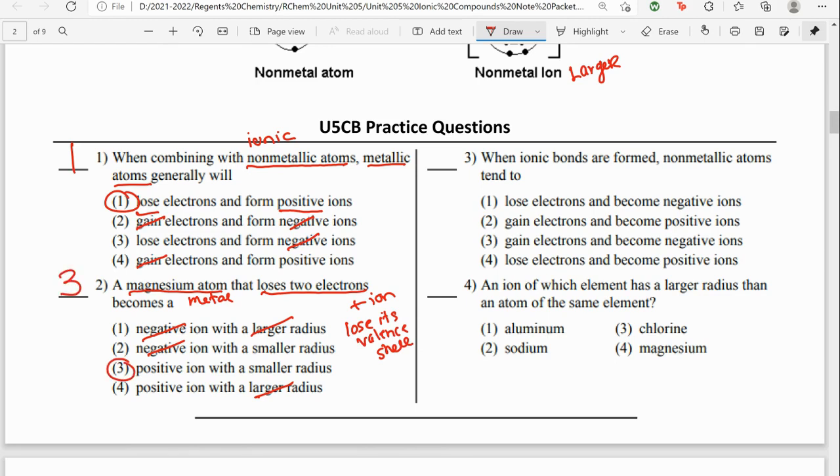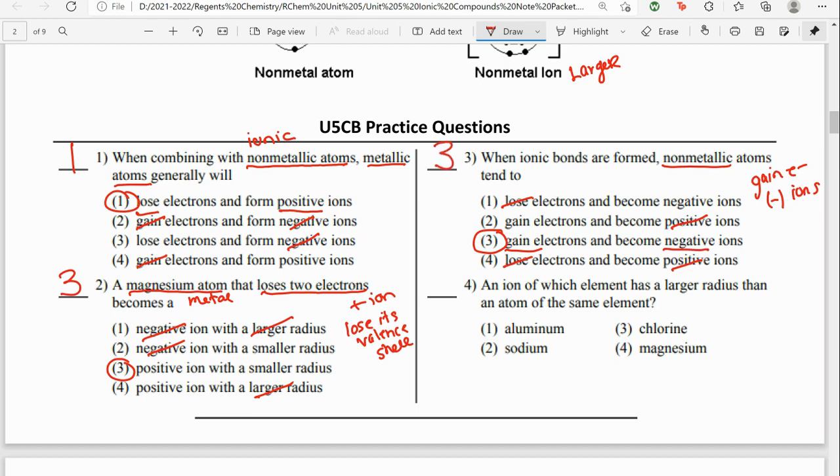All right, going over to 3 and 4, when ionic bonds are formed, non-metallic atoms are going to do what? So non-metals are going to be the ones that are gaining electrons. So I'm going to throw out 1 and 4 there. And when they gain those negative charges, they're going to form negative ions in the process. So we can get rid of any of the positive ion ones. So our best choice here is going to be that non-metallic atoms gain electrons and become negative ions.